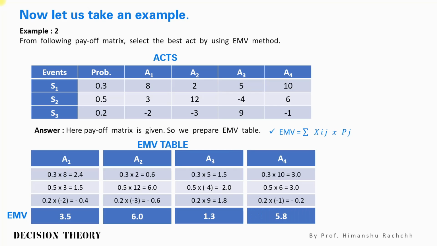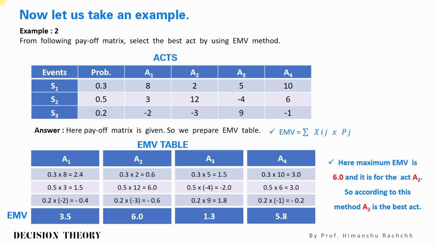So, for each act we have found EMV. For the act A1 EMV is 3.5. For A2 it is 6. For the act A3 EMV is 1.3 and for the act A4 EMV is 5.8. Here maximum EMV is 6 and it is for the act A2. So, according to this method A2 is the best act.